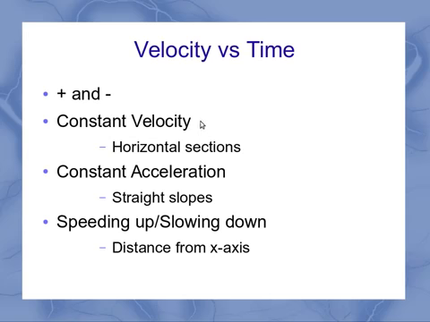Horizontal sections are constant velocity or zero acceleration. If you've got straight slopes, they're constant accelerations, with slopes upwards being positive, slopes downward being negative. And speeding up or slowing down is represented by your distance from the x-axis.